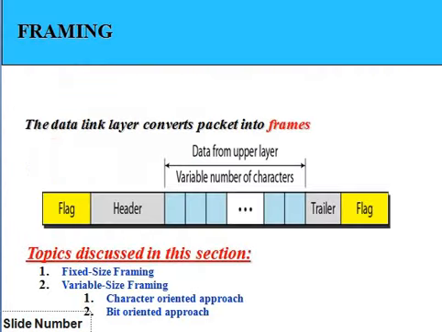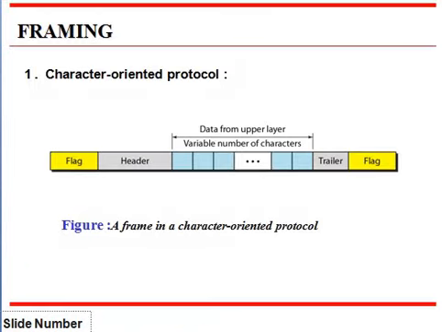Next, framing. The data link layer converts packets into frames. The format is like this: first it contains the flag, header, trailer and again the flag. It takes data of a variable number of characters from the upper layer. The topics we discuss in this session: one is fixed size framing, where the size of the frame is fixed. Then variable size framing, of which we discuss two types: one is the character oriented approach and the second is the bit oriented approach.